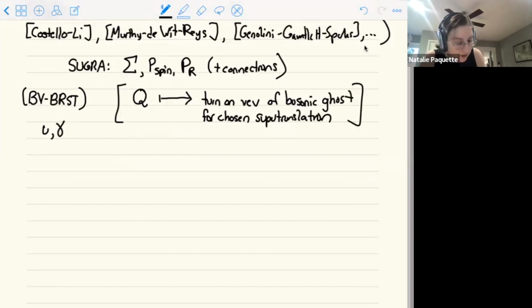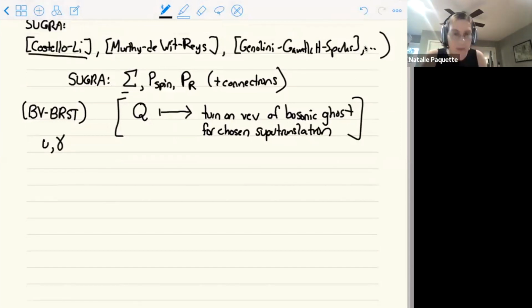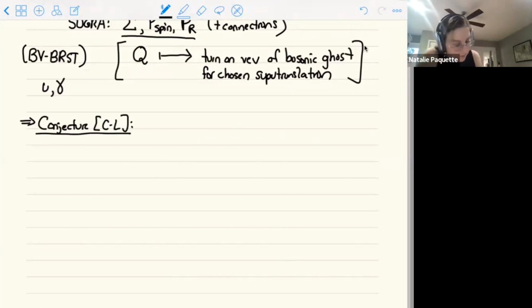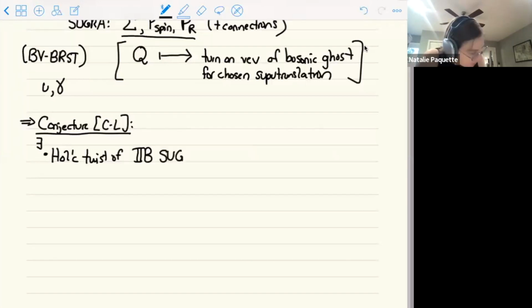You can read more about it in this paper. All of the things in supergravity have analogs at the level of this geometric data, but it's certainly more conjectural. And in fact, the main conjecture of Costello and Lee, which is most useful in twisted holography and often the most interesting, one that we've used a lot in examples, is that there exists a holomorphic twist of type IIB supergravity, at least on 10D flat spacetime.